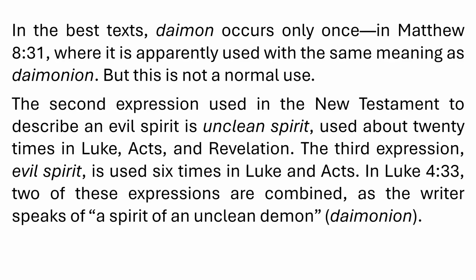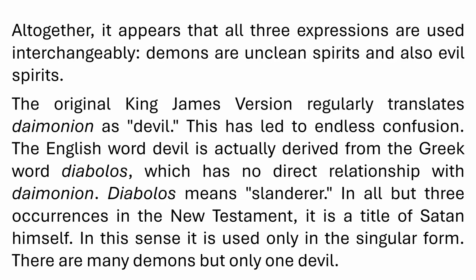The second expression used in the New Testament to describe an evil spirit is unclean spirit, used about 20 times in Luke, Acts, and Revelation. The third expression, evil spirit, is used 6 times in Luke and Acts. In Luke 4:33, two of these expressions are combined, as the writer speaks of a spirit of an unclean demon, daimonion. Altogether, it appears that all three expressions are used interchangeably. Demons are unclean spirits and also evil spirits.